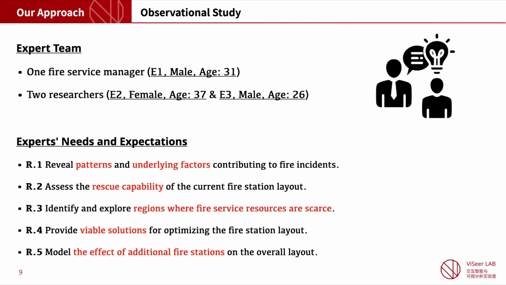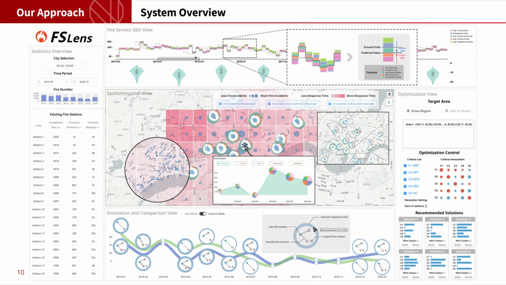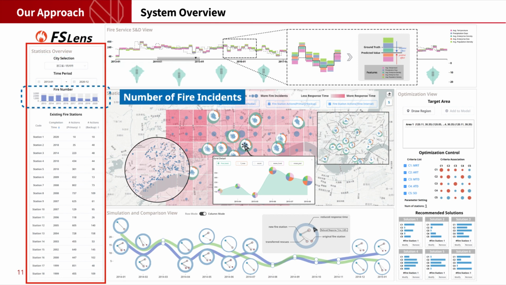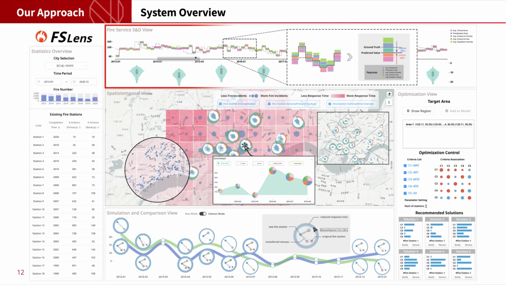In the initial design phase, we worked closely with experts from the fire department and a partner university to summarize their workflow in practice, from which we derived a set of requirements. Based on these requirements, we extended the familiar visualization metaphor. First, the statistic overview allows the user to load datasets from different cities with corresponding statistical information on fire incidents and fire station conditions. The fire service supply and demand view shows changes in the number of fires and the response time over time, providing insights into factors influencing fire occurrence based on the forecasting module.